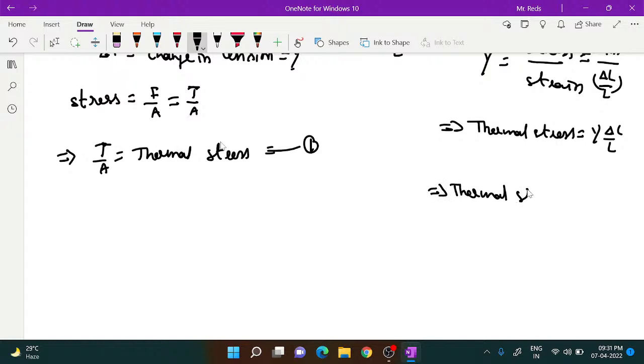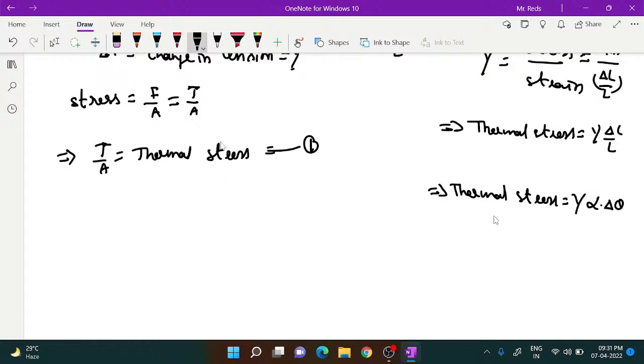Thermal stress is equal to Y into, in thermal properties you might have studied, with increase in temperature the change in length is proportional to its original length and the change in temperature. So delta L is equal to alpha into L into delta theta. So delta L by L is alpha delta theta, where alpha is the linear coefficient of temperature. That is thermal stress.